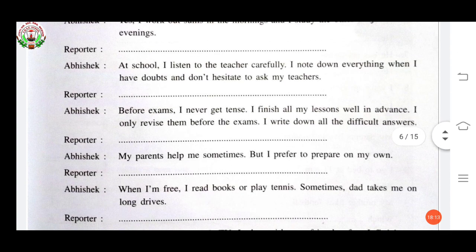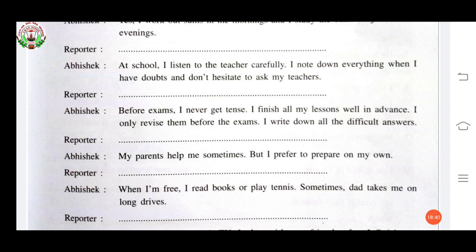Now see, before exams, I never get tense. I finish all my lessons well in advance. I only revise them before the exams. I write down all the difficult answers. Okay, now the question must be, how do you prepare for your exams?